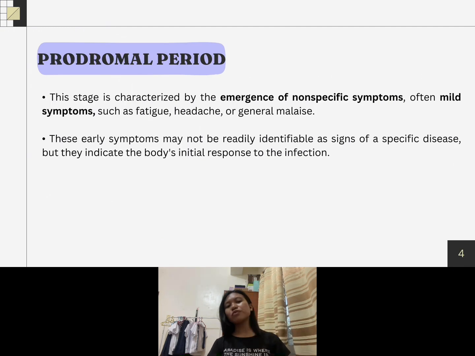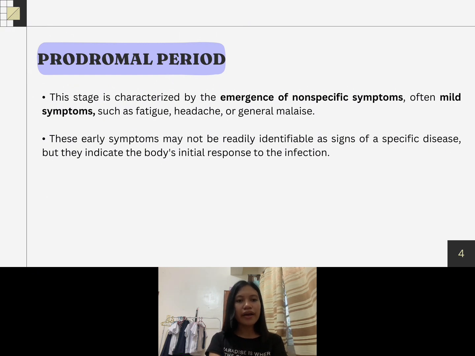Next period is the prodromal period. This stage is characterized by the emergence of non-specific symptoms, often mild symptoms, such as fatigue, headaches, and general malaise. These early symptoms may not be readily identifiable as signs of a specific disease, but they indicate the body's initial response to the infection. So, during this period naman is ito yung emergence ng non-specific na symptoms.